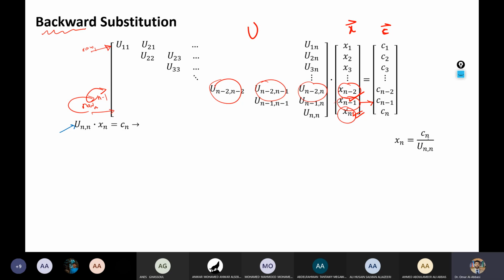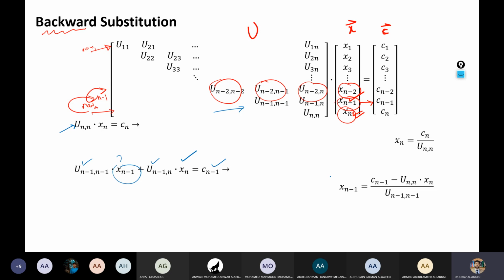All right. So xn equals the right-hand side divided by the pivot. Now we move up. This is the second equation from the bottom part. Again, this is known. This is the only unknown. These are coefficients, so we know them. We can solve for xn minus 1. Xn minus 1 equals the following quantity.